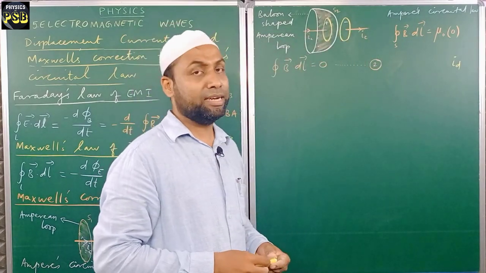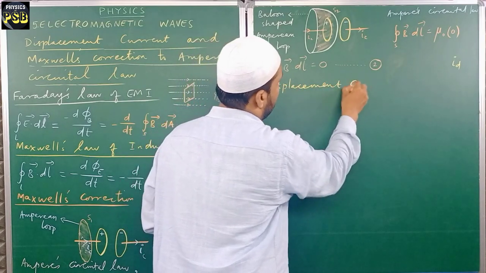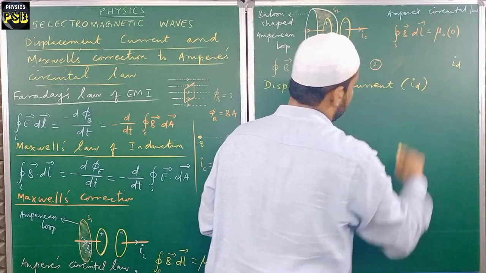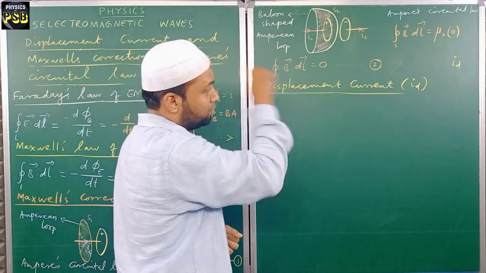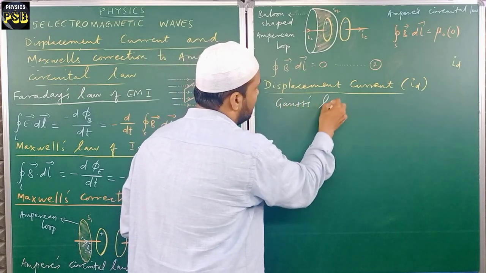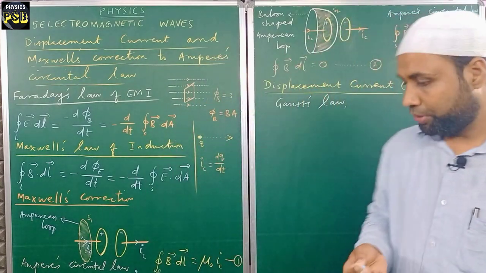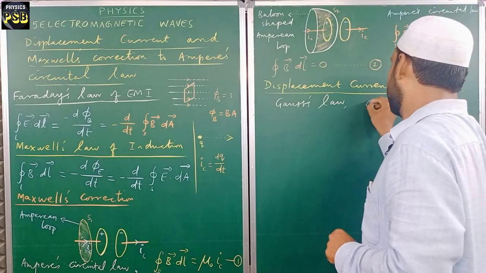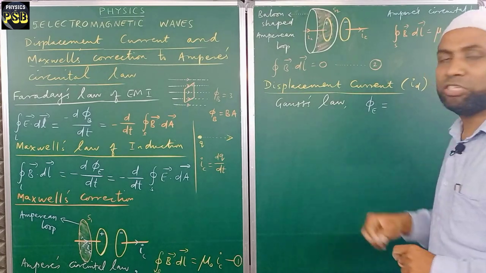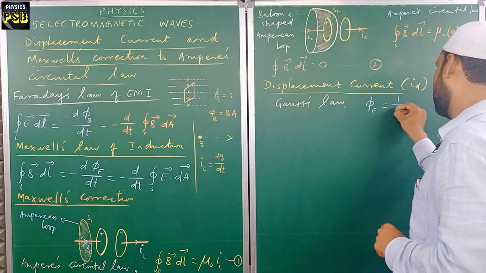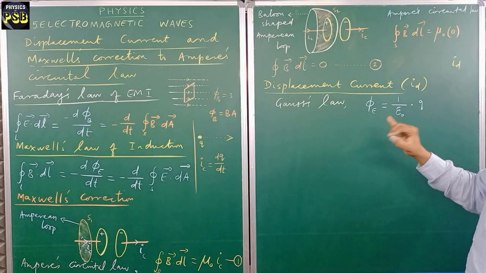Now, to get the expression for displacement current, I start with Gauss' law. Here I give the title as displacement current, which is represented as ID. Look at it carefully. To get the expression for ID, I start with Gauss' law. We have studied Gauss' law in electrostatics. What does it say? It relates electric flux with the charge enclosed by the Gaussian surface. So, phi e is equal to 1 upon epsilon naught times the charge enclosed. Here Q is the charge enclosed by the Gaussian surface.